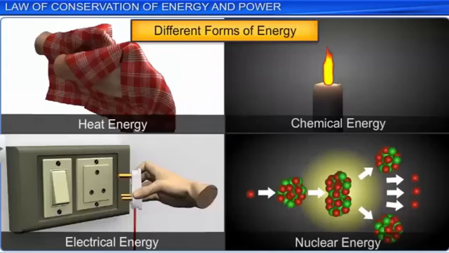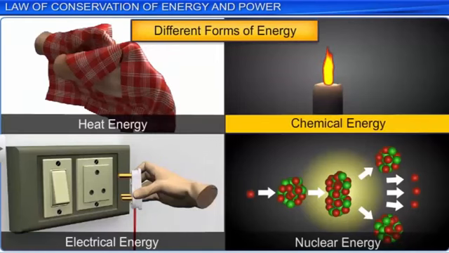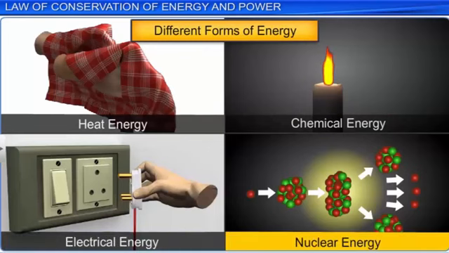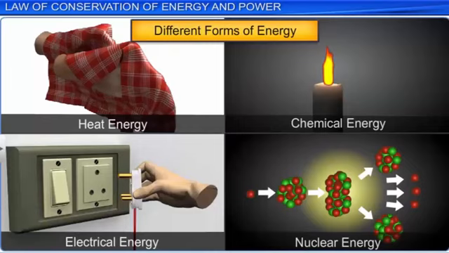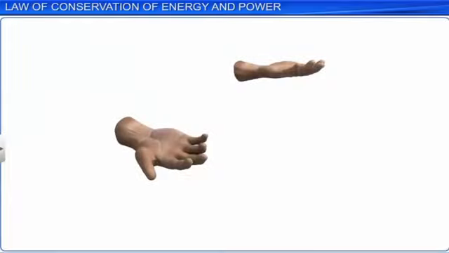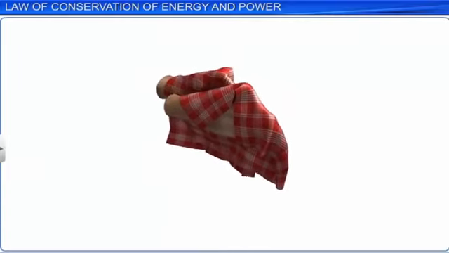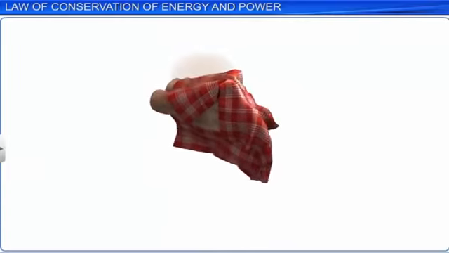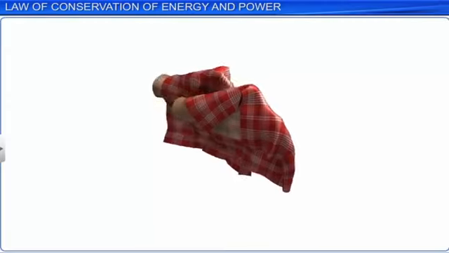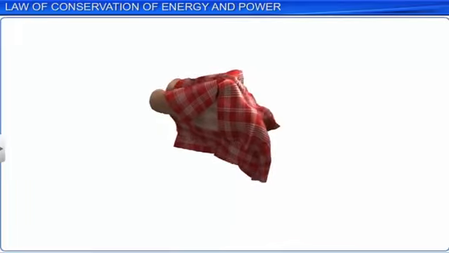Some forms of energy that we will deal with in this module are heat energy, chemical energy, electrical energy, and nuclear energy. Now, let's understand heat energy first. When satin cloth pieces are rubbed against each other, due to friction, sufficient heat is produced to make the hands feel a rise in temperature. The rise in temperature is due to the rise in internal energy of the body, here, the satin cloth pieces.